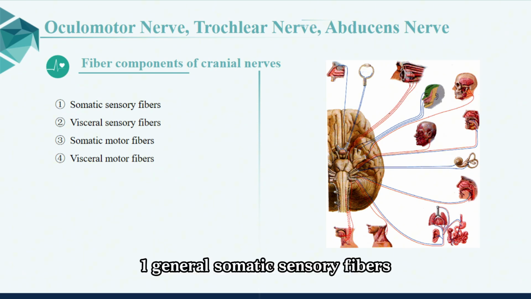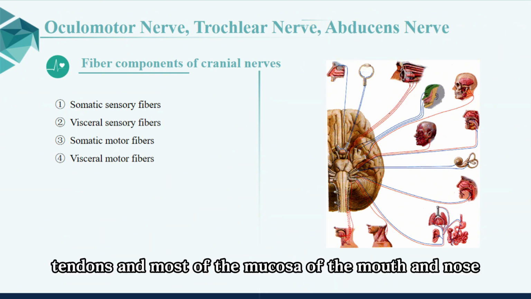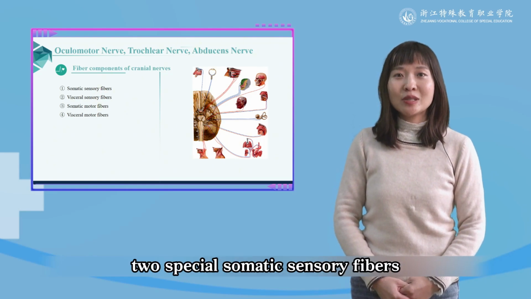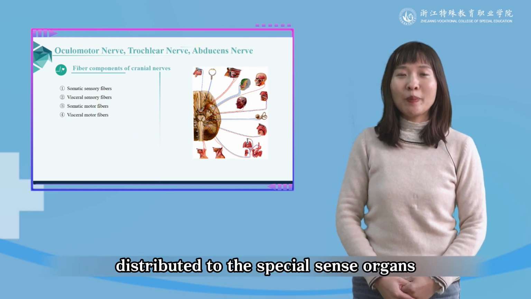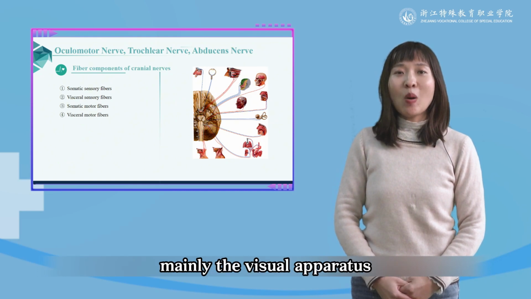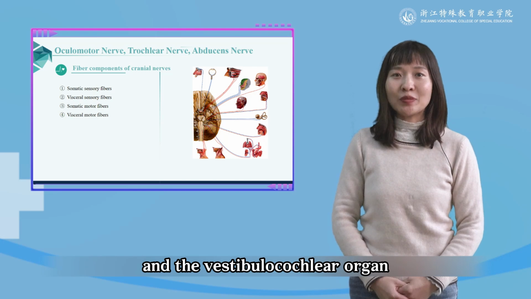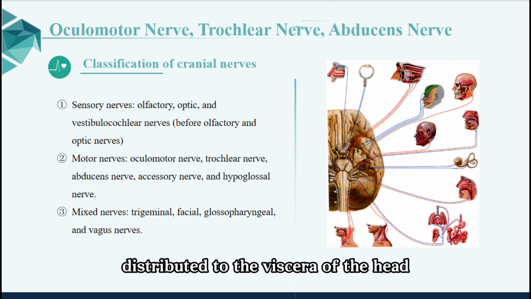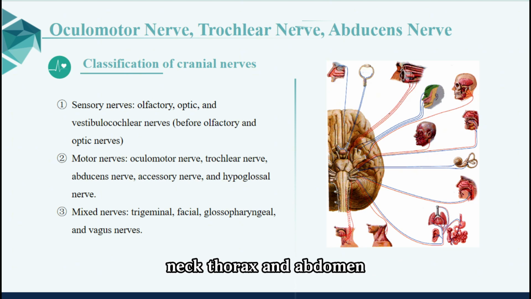1. General somatic sensory fibers, distributed to the skin, muscles, tendons, and most of the mucosa of the mouth and nose within the orbit. 2. Special somatic sensory fibers, distributed to the special sense organs derived from ectoderm, namely the visual apparatus and the vestibulocochlear organ. 3. General visceral sensory fibers, distributed to the viscera of the head, neck, thorax, and abdomen.